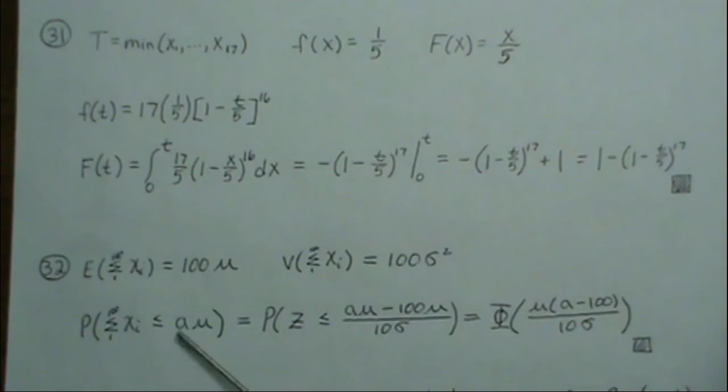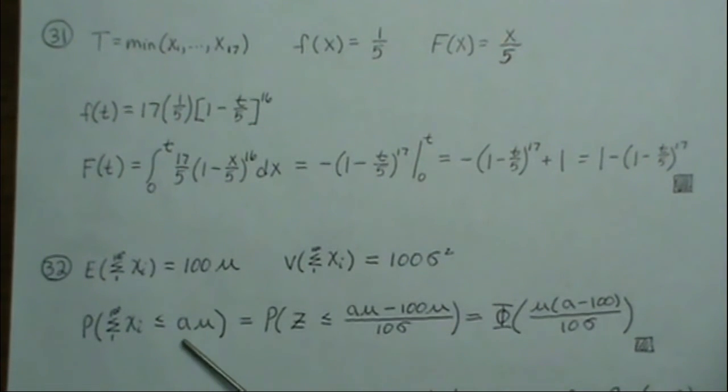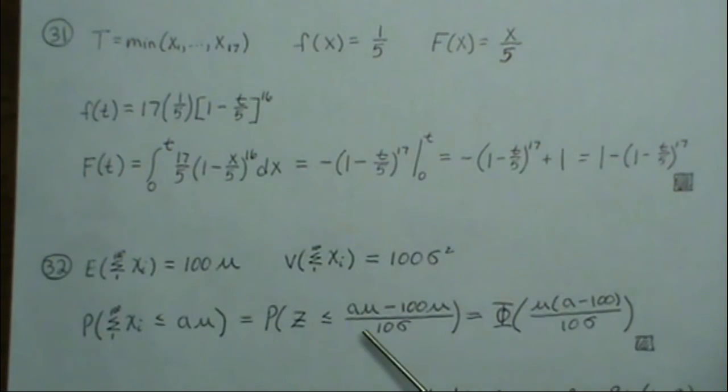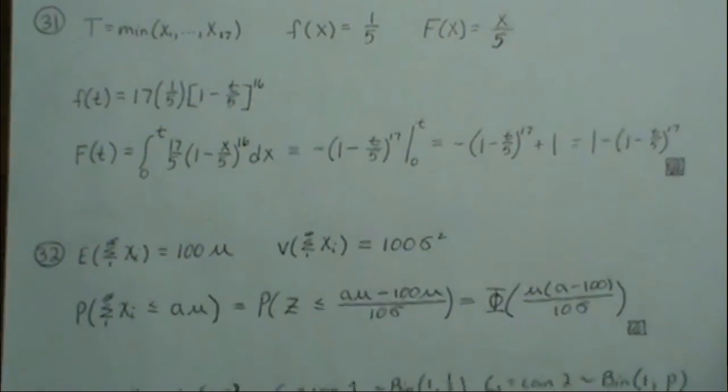So here, if we subtract the mean and divide by the standard deviation on both sides, which is the square root of this, it's z. So z is less than this. And then by definition, the probability of being less than a value in the standard normal is this notation here. So that's our answer.